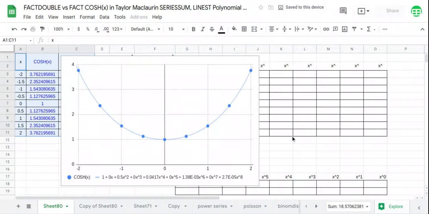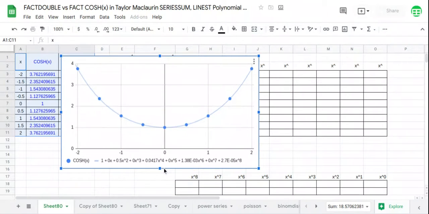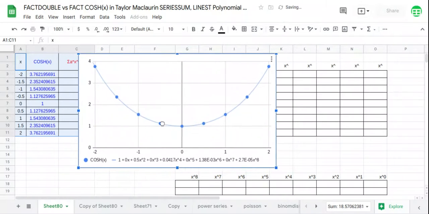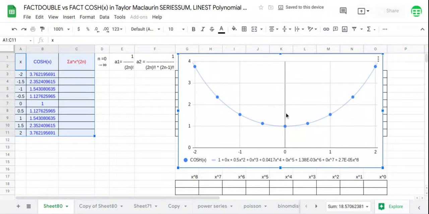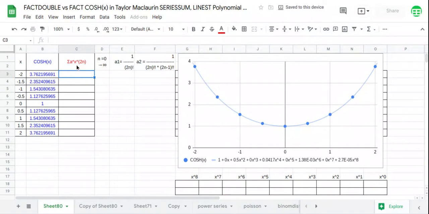Here's the trend line and polynomial of hyperbolic cosine. Next, we calculate the Taylor-Maclaurin series sum expansion of hyperbolic cosine, which is the summation of a times x to the power 2n, where n is from 0 to infinity. So starting from 0 up to infinity, 16 is good enough. And the value of a can be a1 or a2. a1 if it is factorial.